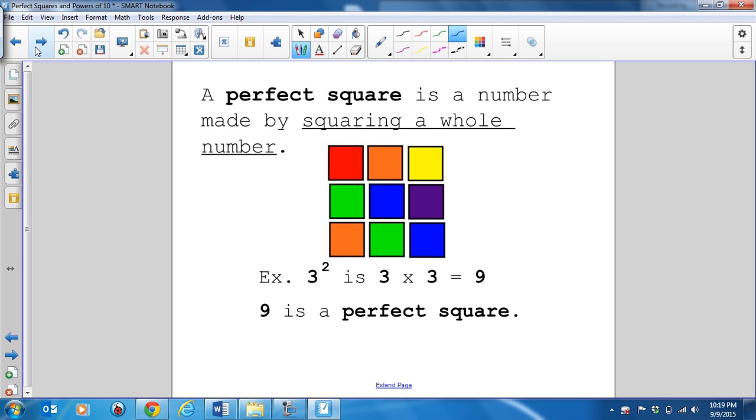A perfect square is a number made by squaring a whole number. In other words, we're taking a whole number right here. A whole number does not have a decimal or a fraction. And we're squaring it, so we're saying that there are 2 of those numbers. So basically we have 3 for the side and 3 for the bottom. 3 times 3 equals 9, and that's the 9 squares we have. 1, 2, 3, 4, 5, 6, 7, 8, 9. 9 is a perfect square.